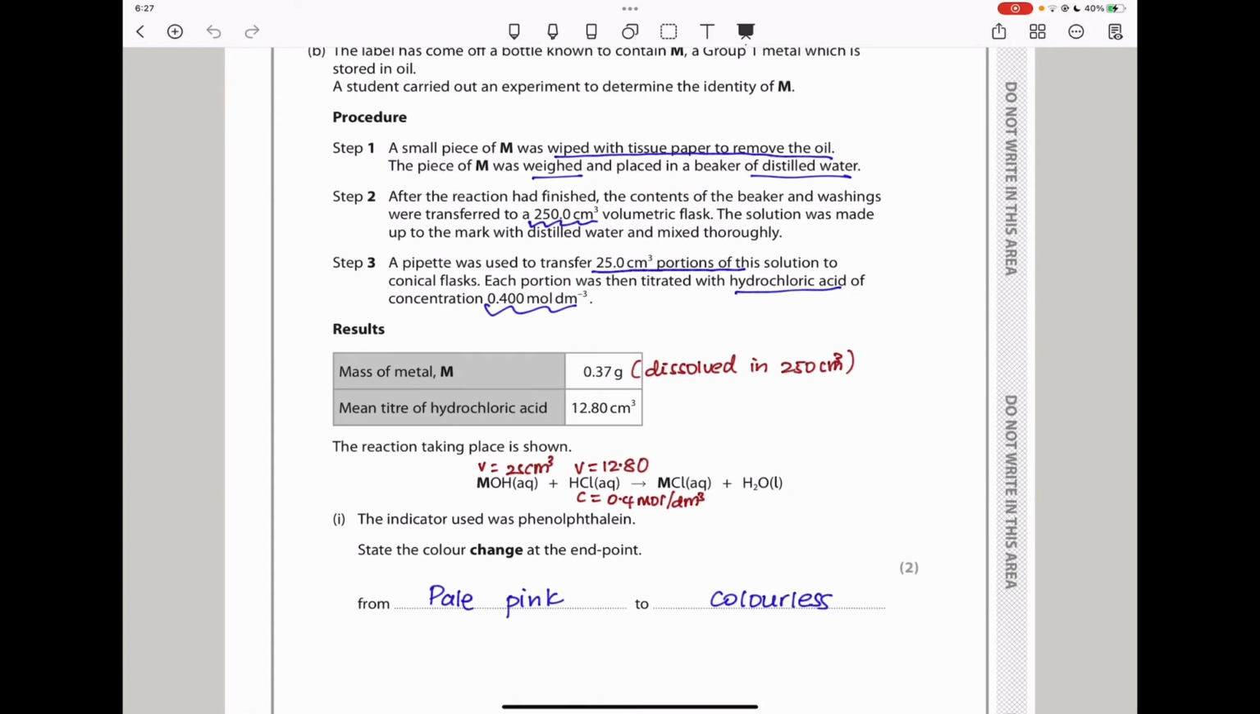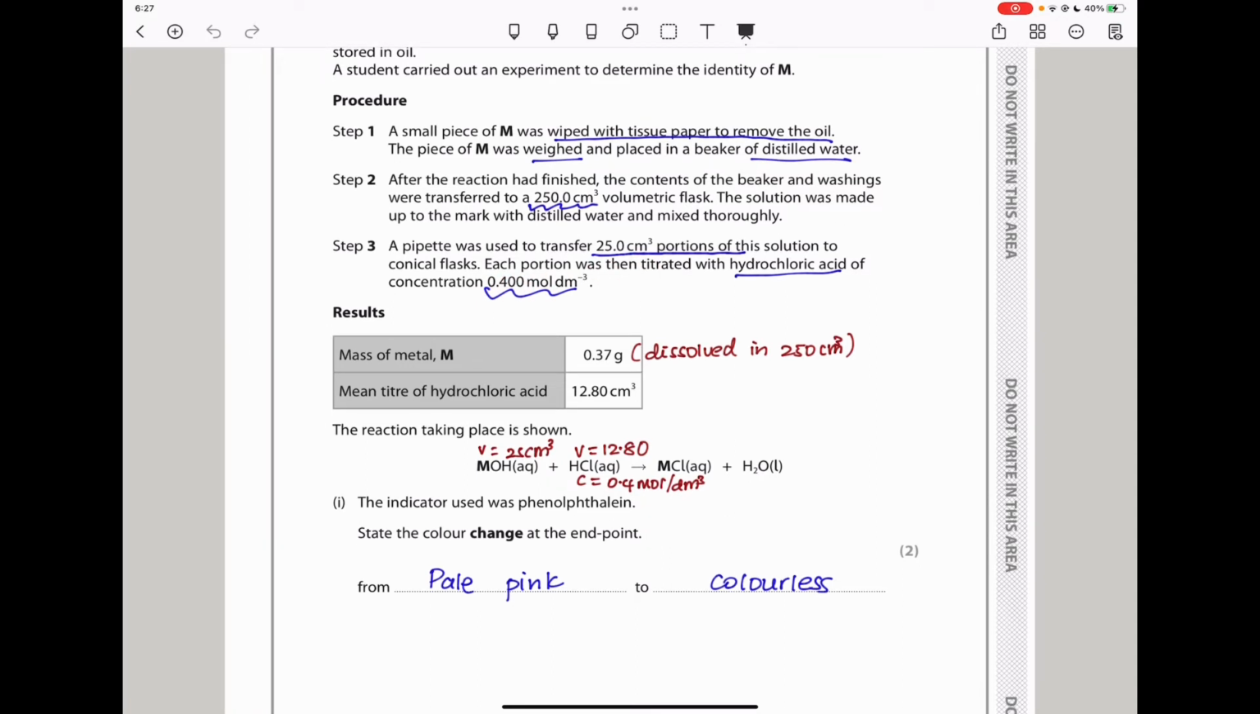And in step 3, they say a pipette was used to transfer 25 cm³ portions of this solution to conical flasks. Each portion was then titrated with hydrochloric acid of concentration 0.4 mol per dm³. So as we can see here they've given us the table of results. They say the mass of metal M is 0.37. You remember they weighed this. This is the mass dissolved in 250 cm³ in the volumetric flask. And they say the mean titre of the hydrochloric acid is 12.80 cm³. So that is what came out of the burette.